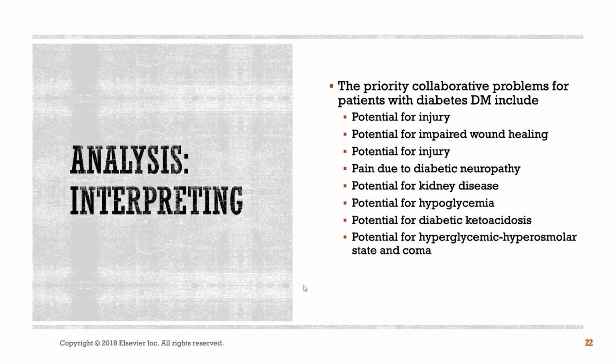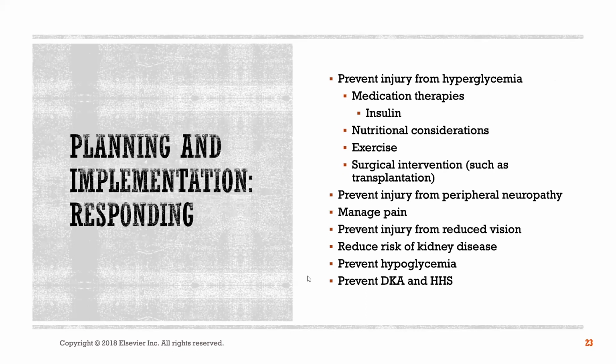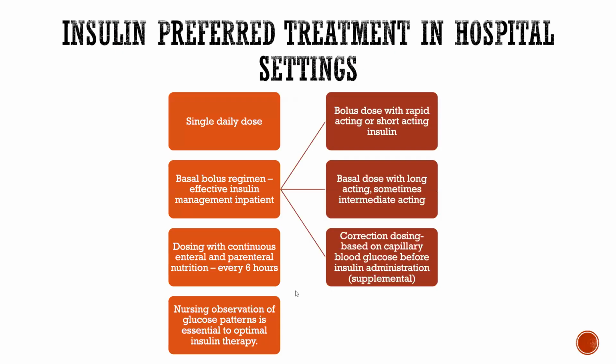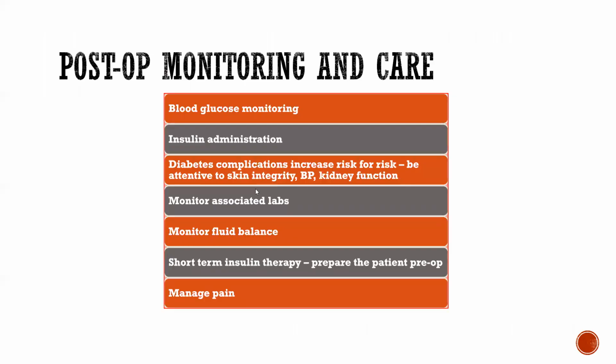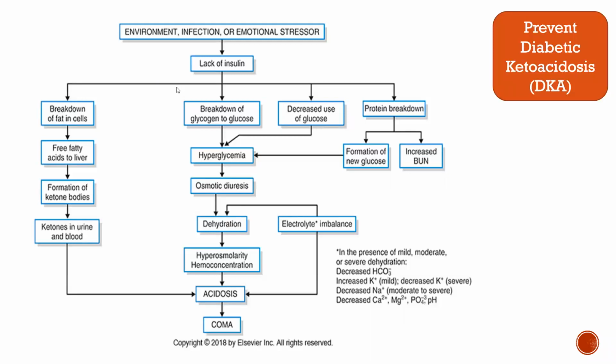Collaborative problems, these are that they're at risk for. Prevention. In hospital preferred treatments. Optimal blood glucose control is important, okay? Absence of infection, improving wound healing for the surgical patients. This is directly from your book, okay?